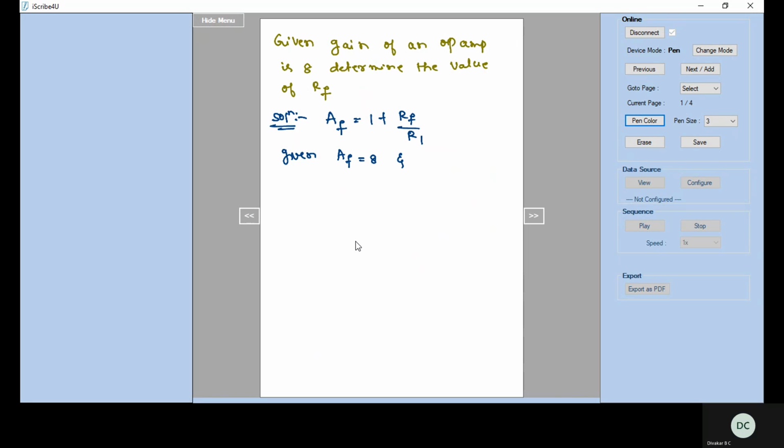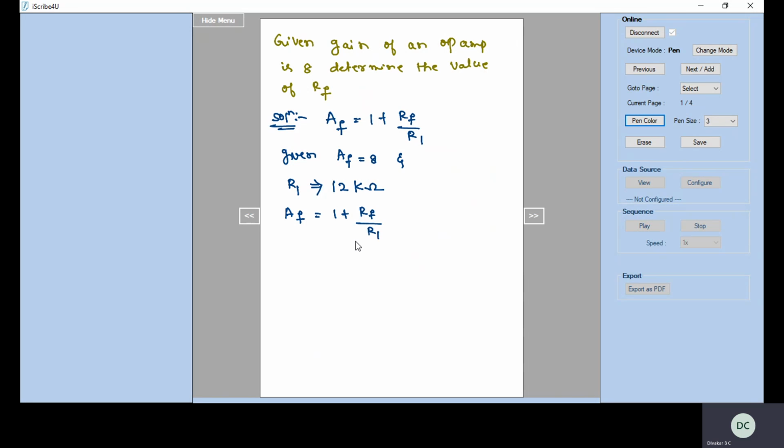Here both resistance values are unknown, and we are given AF, so we are going to calculate the value of RF. Let us assume R1, if it is not given, from 1K to 10K. So let us assume the value of R1 as 12 kilo ohm. Therefore, AF = 1 + RF/R1.